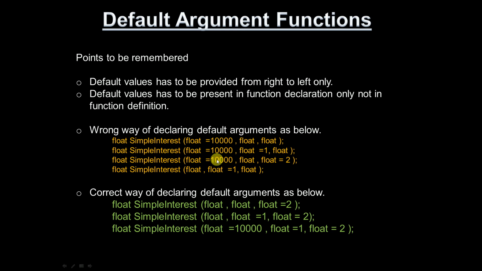Always the default values have to start from right to left, and this is the correct way of declaring the arguments. If you want to provide a default value to only one argument, then that argument has to be the last argument you provide here. And if you want to provide default values to the last two arguments, then provide the default values to this argument, next this, you can use this one. Or you can provide default values for all the arguments also. So this is how we can use default arguments. It will be more useful, practically.